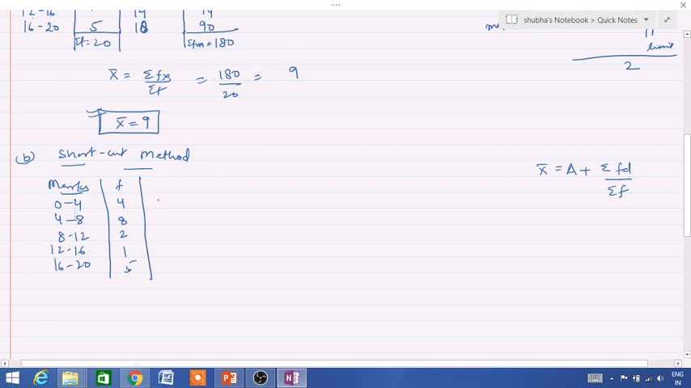What we have to calculate here is, first, the mid values only. The formula to calculate mid values, I have already explained to you. Lower limit plus upper limit divided by 2. So we get here 2, 6, 10, 14 and 18. This is the mid value. Now from this mid value we will calculate a.